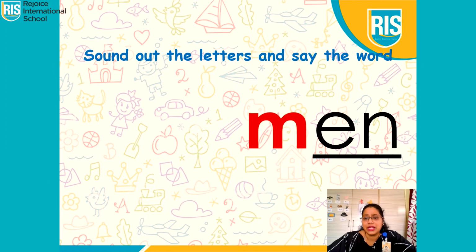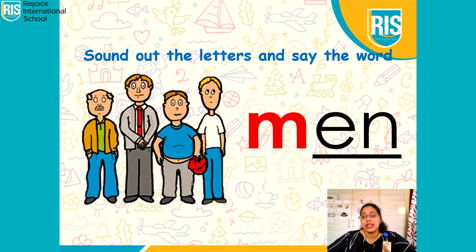What happens when we write the letter M in front of EN? It becomes the word M, E, N, men. M-E-N, men. You remember the word from the AN word family that we learned, which was man? That is one. Men is lots of men. When lots of men gather together, it is the word men. Alright? Now the next word in the EN word family.